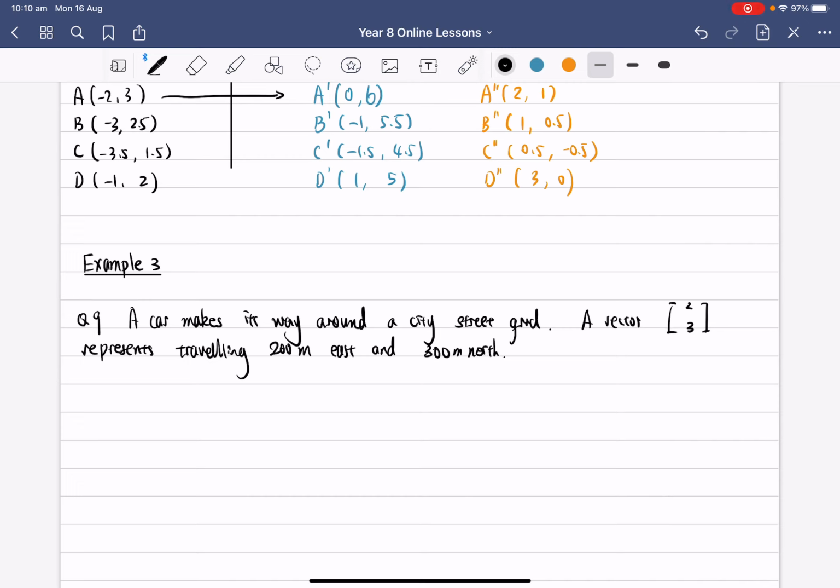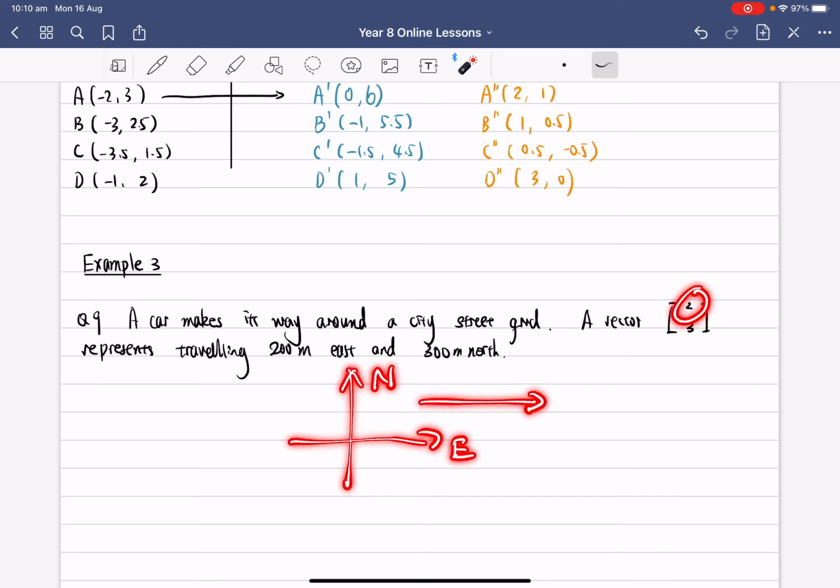Now it does make sense, right? If you think about the coordinates here, that's east, that's north. The 2 here represents 2 units to the right, which is 200 meters in this case to the east, and then 3 is 300 meters to the north.